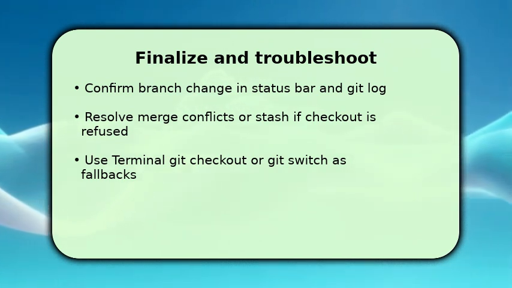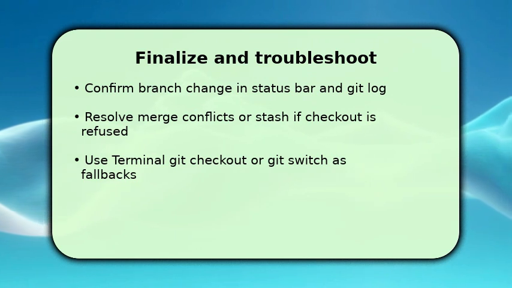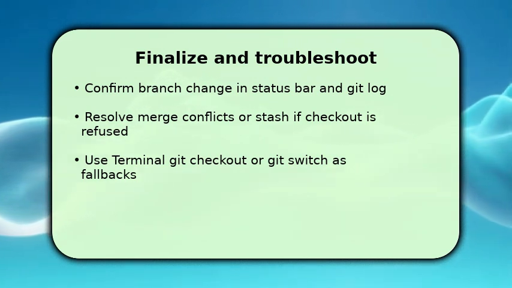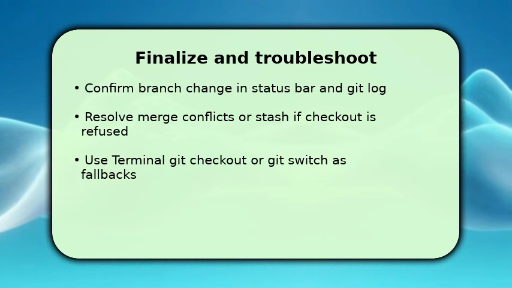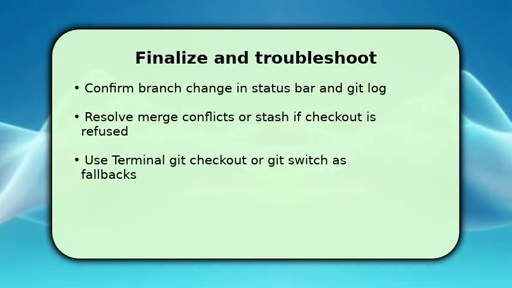If the UI misbehaves, open the integrated terminal and run git switch branch-name or git checkout branch-name as a fallback. A quick troubleshooting tip: run git fetch origin first to ensure remote branches are up to date.